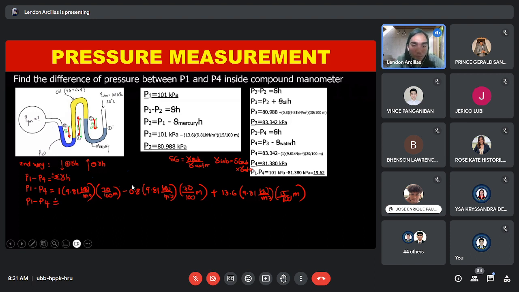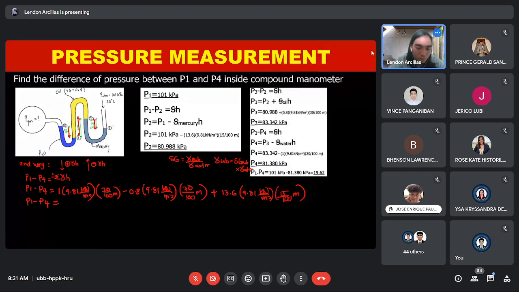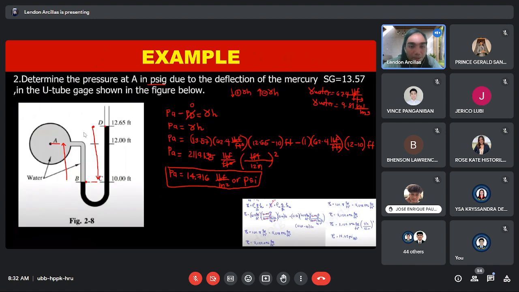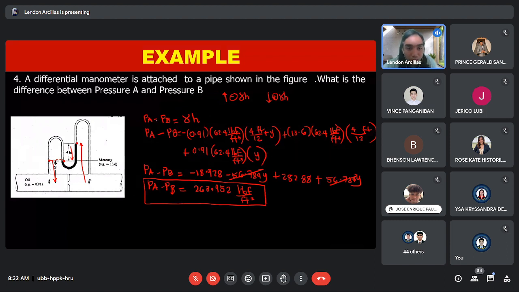Check ko lang ha. Ayan, 19.62 kilopascal. Ayan, ulitin ko ha. Pag magsasubtract tayo ng P1 minus P4, kung ano yung second point, dun kayo magsisimula. Okay, P4 going down, P3 to P2 going up, P2 to P1 going down. Mali kanina. So, same tayo doon sa last part natin. So, since we are subtracting PA to PB, saan tayo magsisimula? Sa PB. Okay?